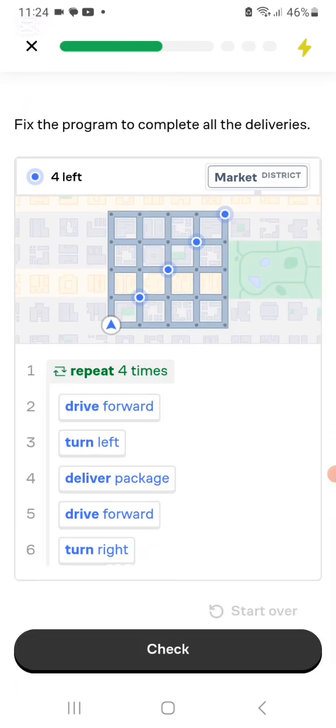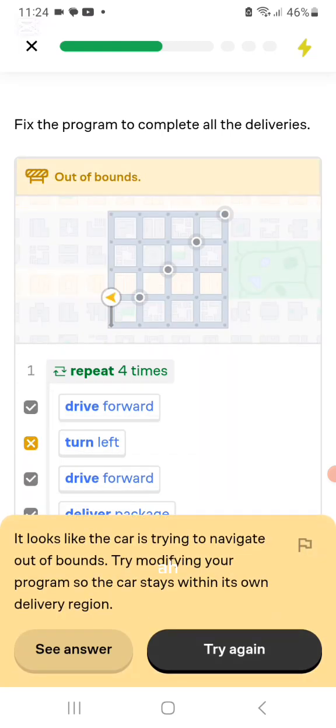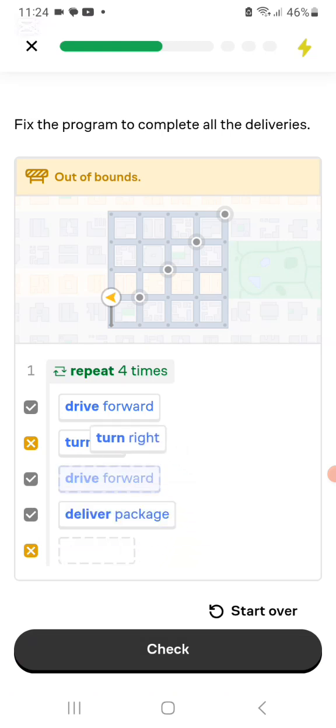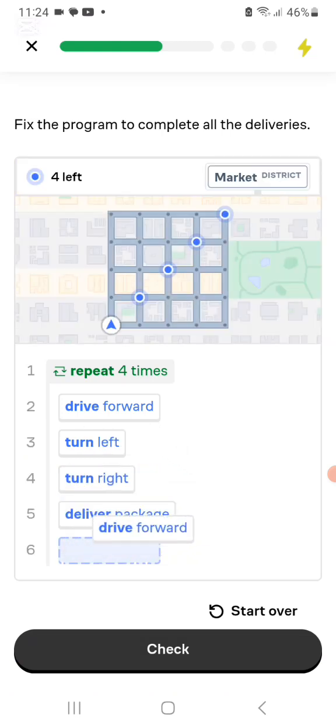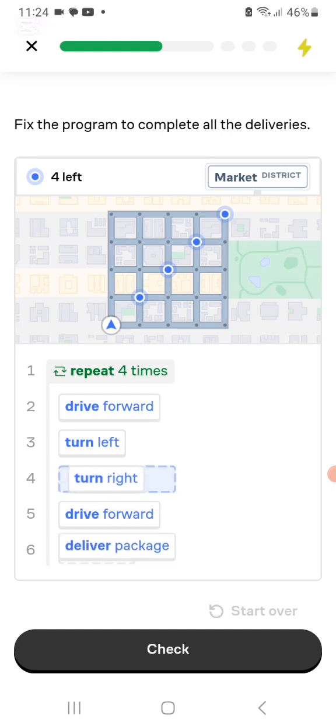Repeat 4 times. Drive forward, turn left, drive forward, deliver package, turn right. Okay. It was not turned left. What? It is in drive forward, turn left.